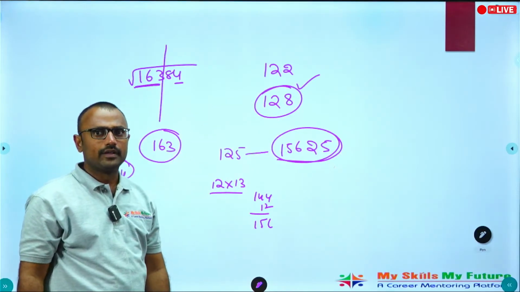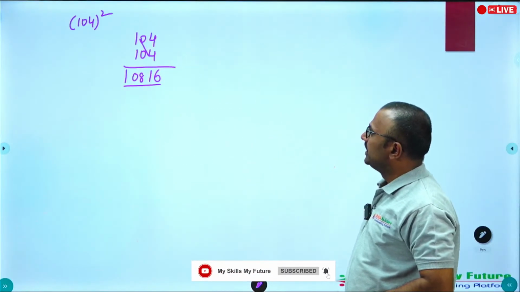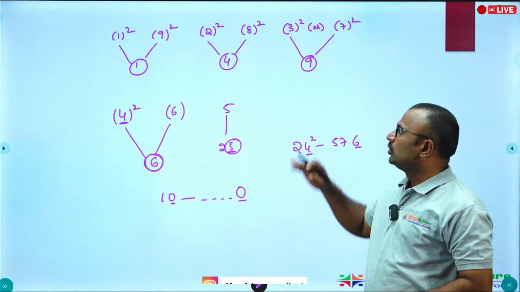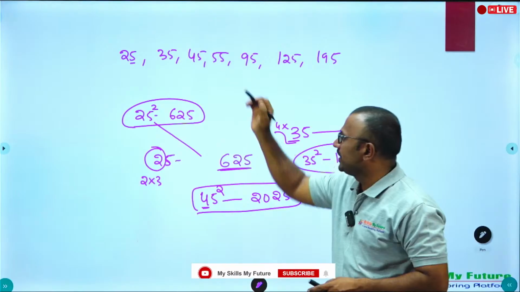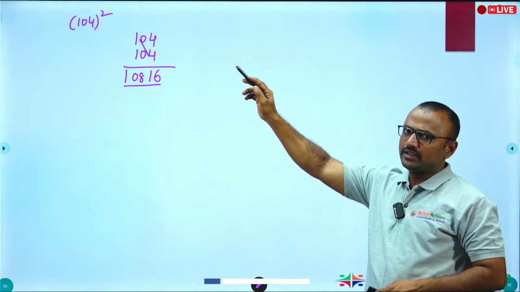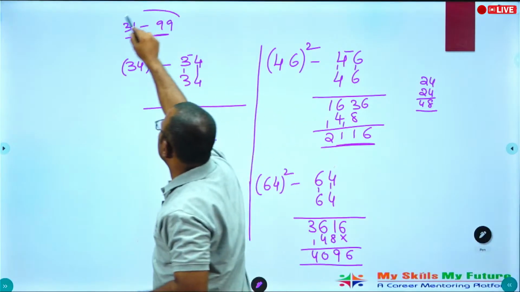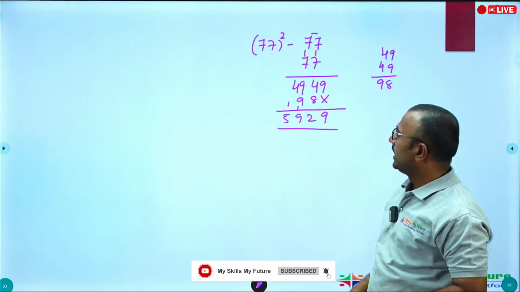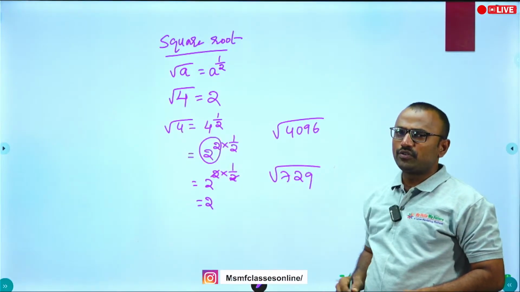I hope these are the examples we discussed: finding the squares of 1 to 30, the squares of numbers ending with unit digit 5, the squares of numbers having 0 between two digits, and the squares of numbers like 31, 42, 58, 68. Here we also found square root values. How to find the square root of a perfect number?